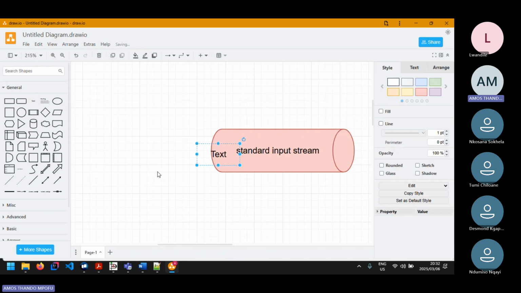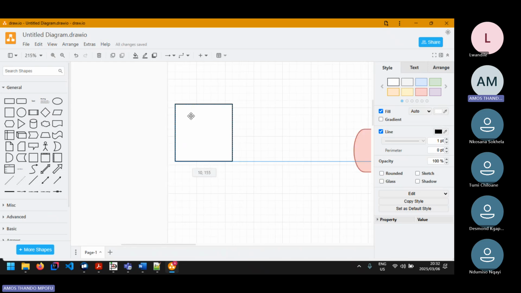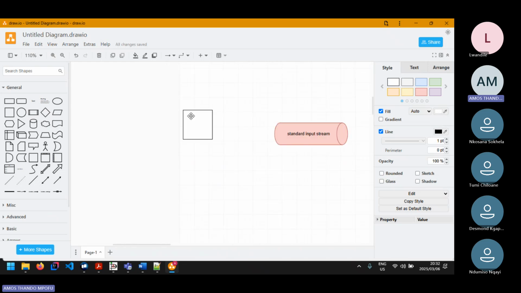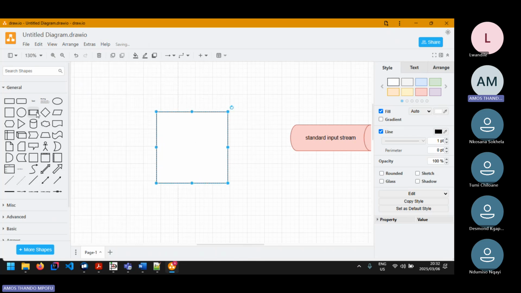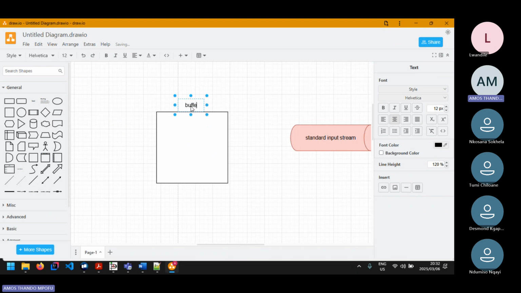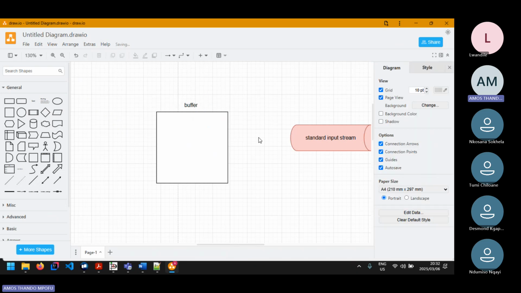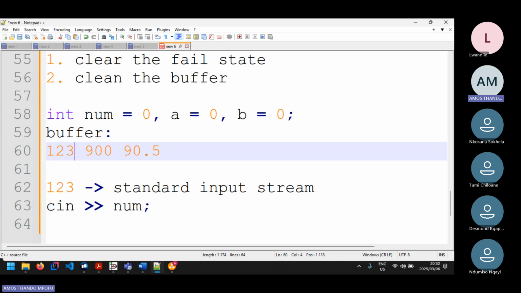So you have the value here. Let's say that's the buffer. We have our buffer here. I'm going to put a label on top to say this is the buffer, or the waiting area, if you want to view it in that way. That's the best example or analogy that I can make.